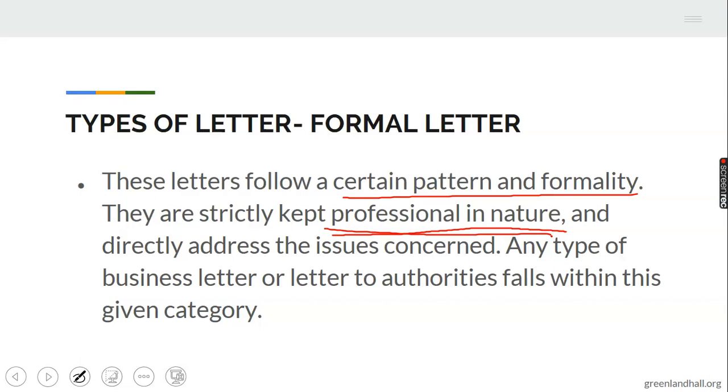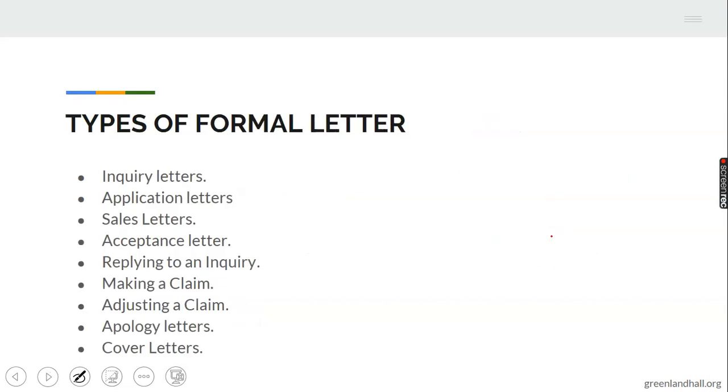And let's see some of the types of letter that are formal. The first thing is the letter of inquiry. You want to ask questions about the admission process in the school. You want to ask questions on how things are run in a place. You write a letter to inquire. The letter of application: you need a job. You want to apply for a job. Write a formal letter to that effect.